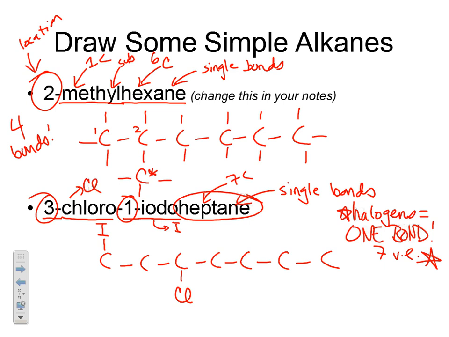But I do need more bonds for the carbon. Carbon gets 4 bonds. So I look at this first carbon in the chain. It only has 2 bonds, so I need to give it 2 more. Second one only has 2 bonds, so I need to give it 2 more. Third one already has 3, so it needs 1 more bond. And then let's see, 2, 2, 2, and 1, 2, 3.